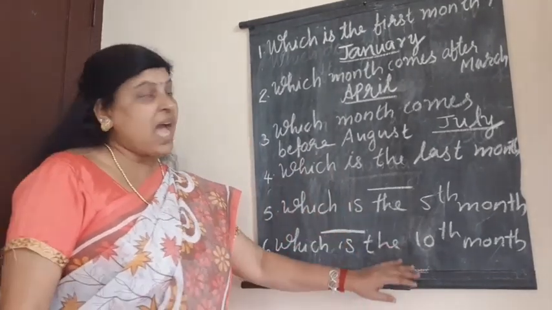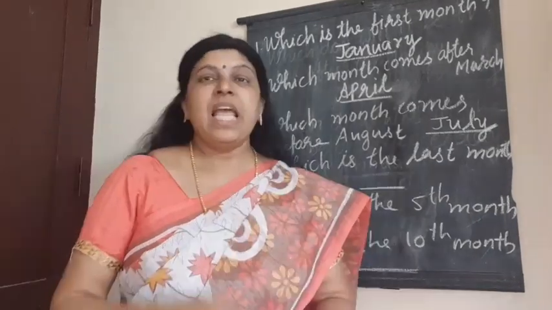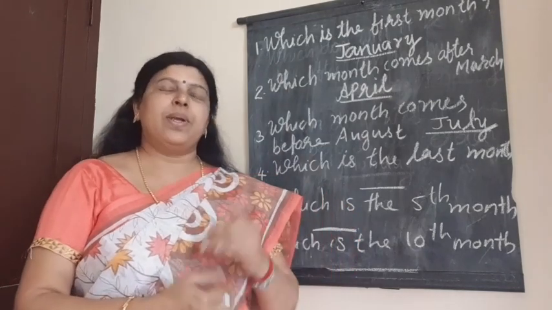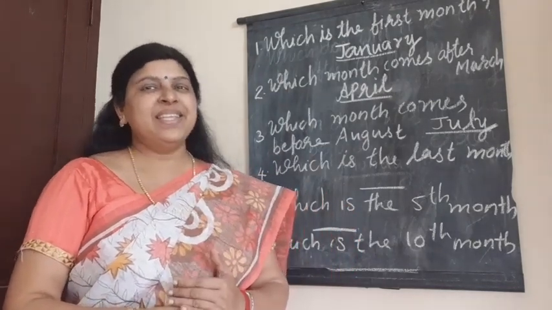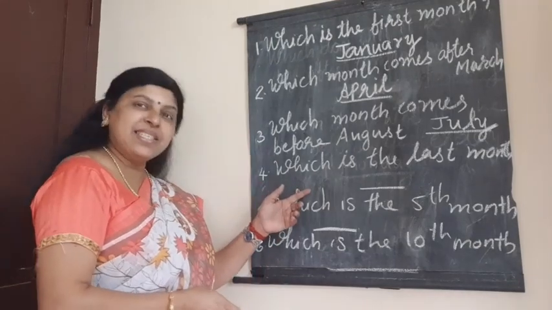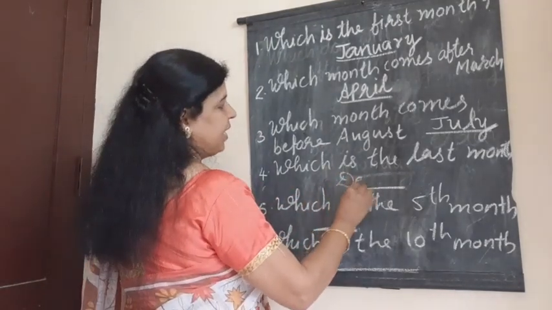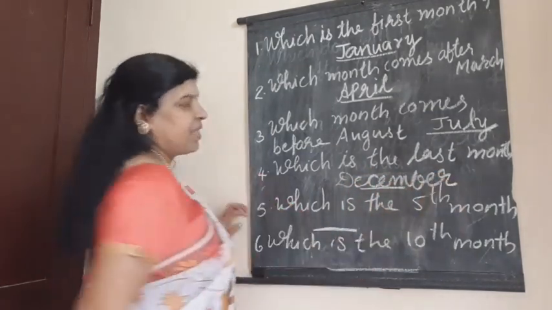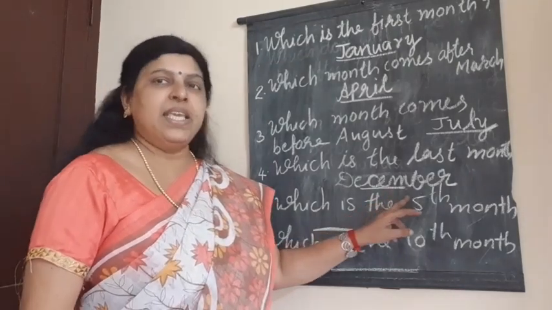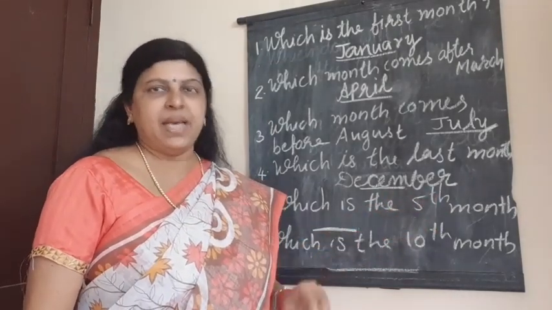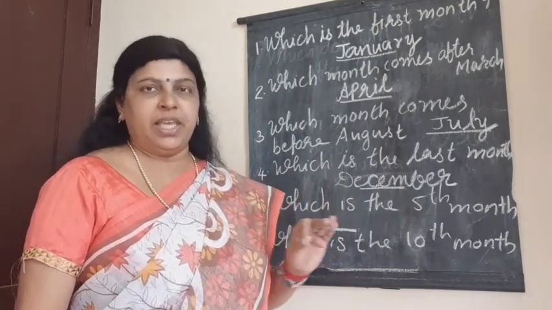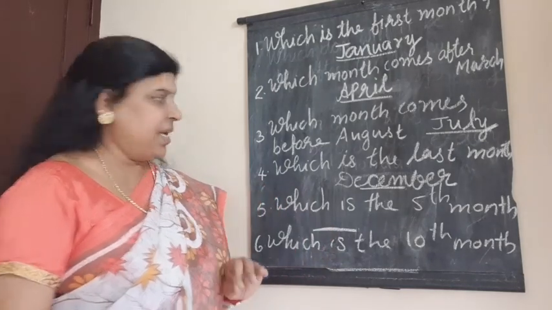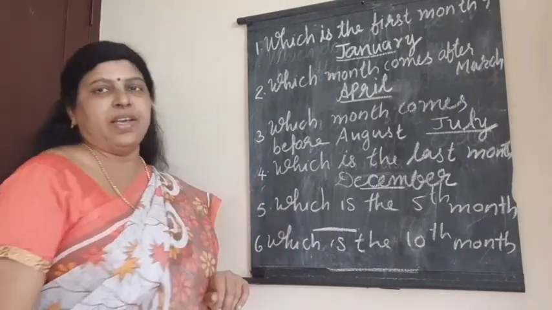Next question. Which is the last month of the year? Last month means the 12th month. That is December. December is the last month of the year. D-E-C-E-M-B-E-R. December. All of you study the spelling also. D-E-C-E-M-B-E-R. December.